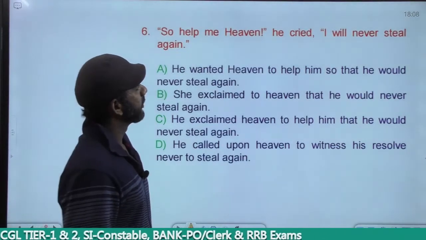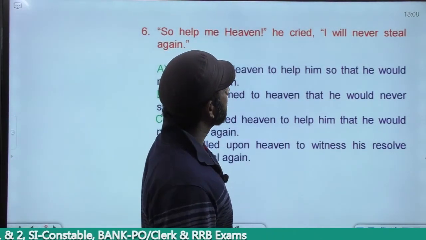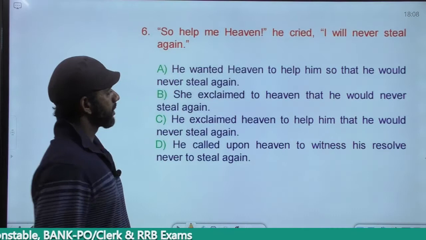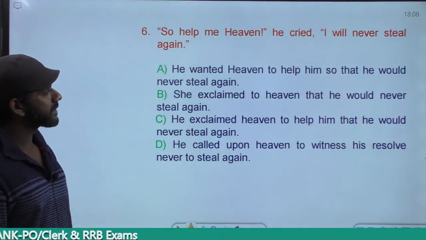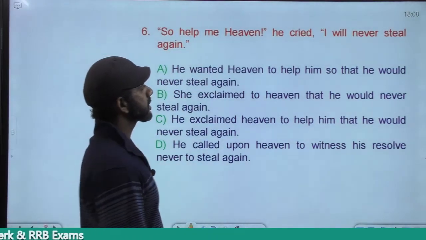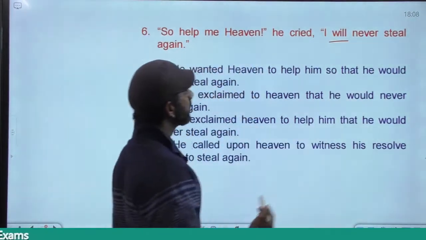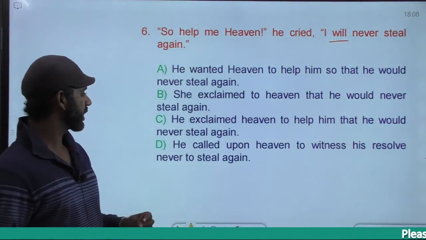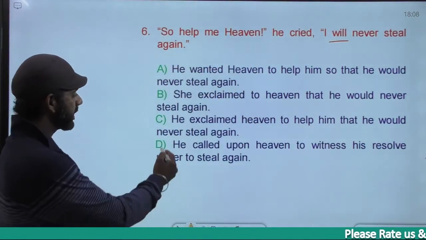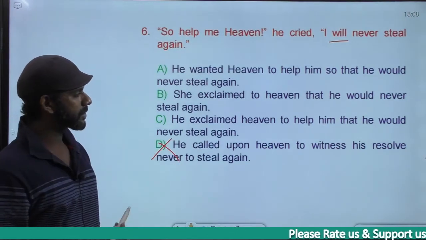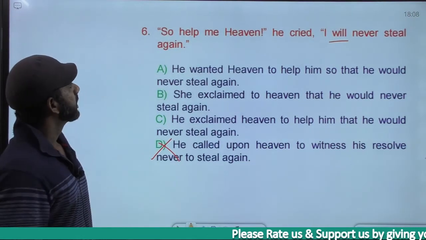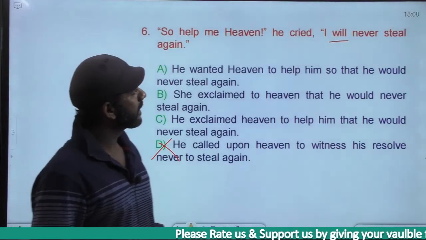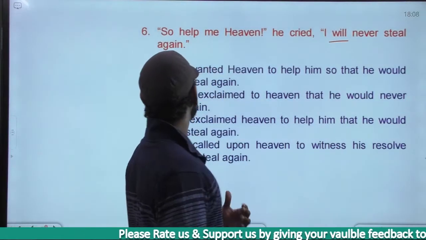So help me heaven, he cried, I will never steal again. Will changes to would. In all the options we have would. So we cannot get any help from that. Option D is gone. There's no would in option D, so that is gone. Fine. So help me heaven, he cried, I will never steal again.